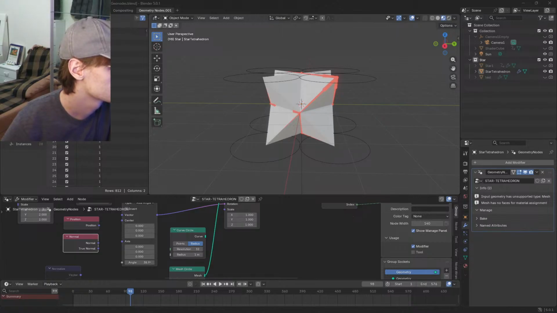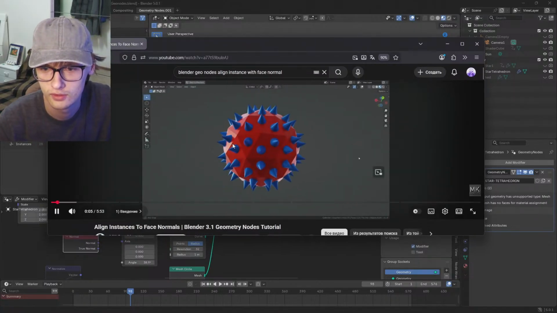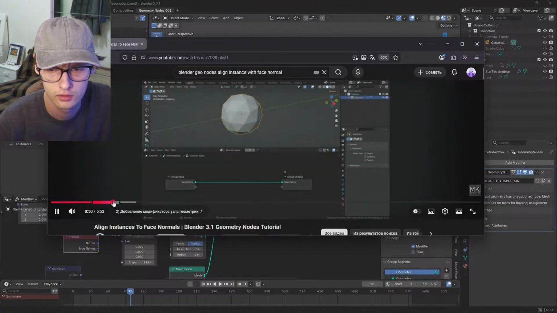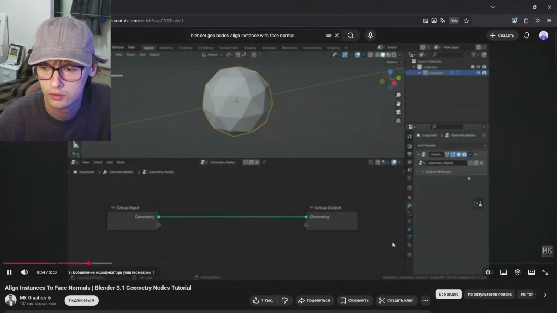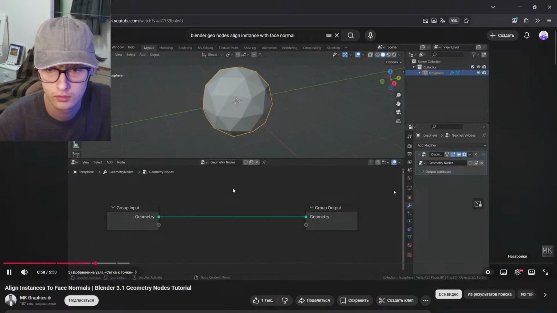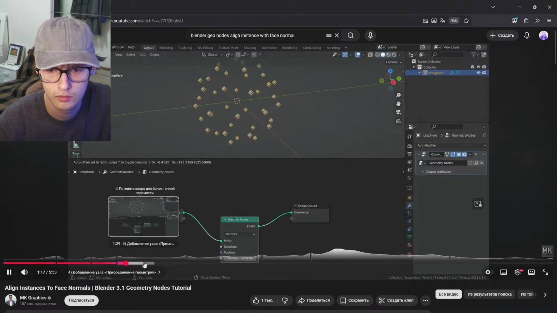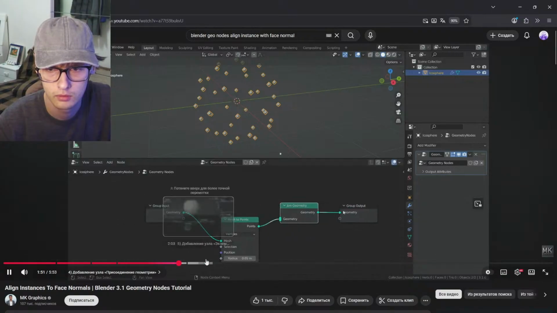Hello, welcome to my channel. In this tutorial, we'll learn how to align instance objects to any mesh's face normals with Blender geometry nodes. When we click on the Modifier Properties tab, we can see the modifier has been added. First of all, let's add mesh to point node. To do that, we need to add faces.